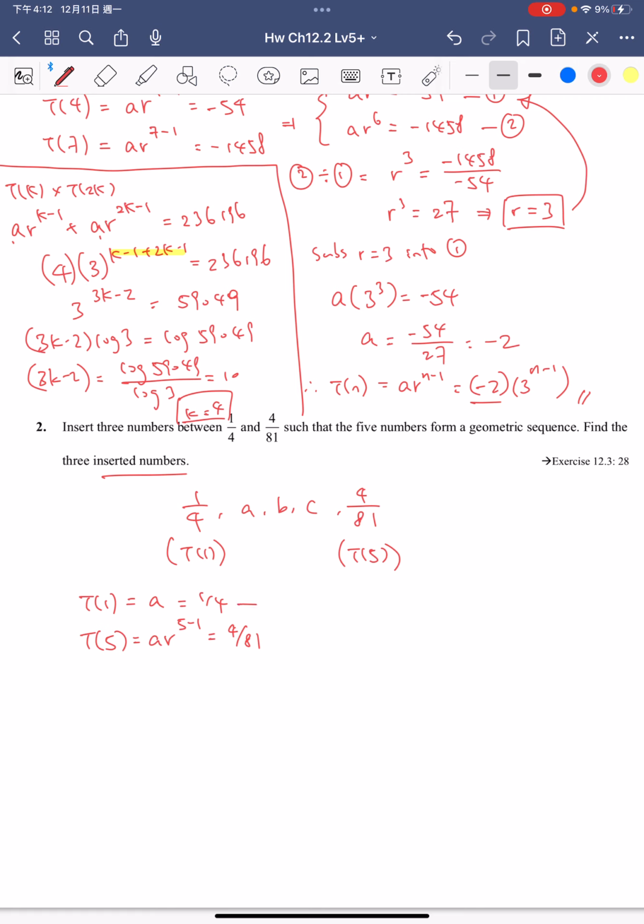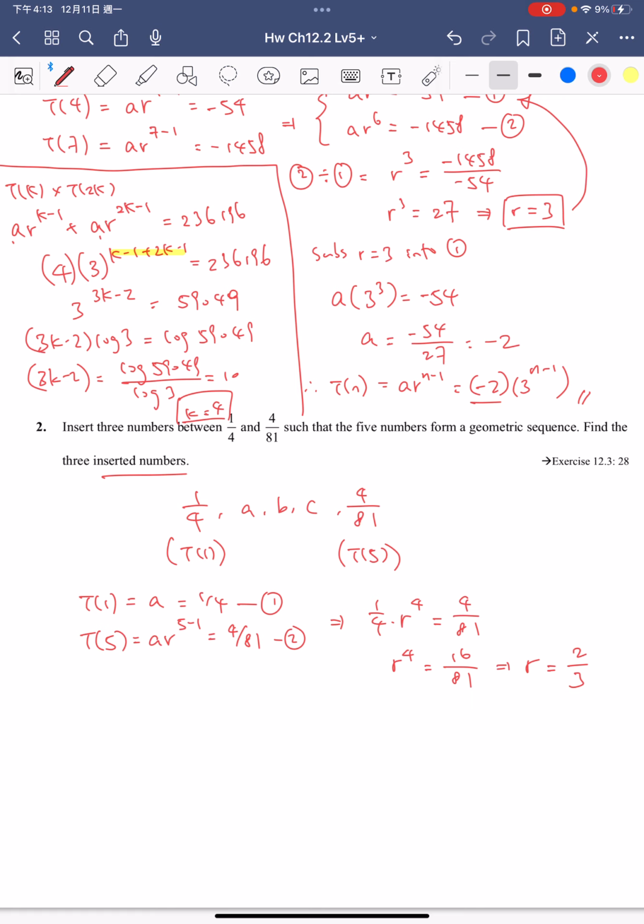Now we can just substitute the first equation into our second equation to get 1 over 4 times r to the power of 4 is equal to 4 over 81, isn't it? So we move the 1 over 4 to the right-hand side, becomes times 4. So we have r to the power of 4 is equal to 16 divided by 81, which means that r is just equal to 2 over 3, isn't it?